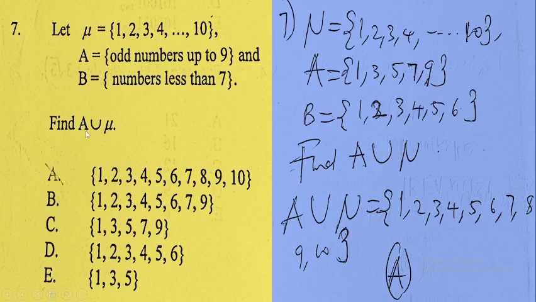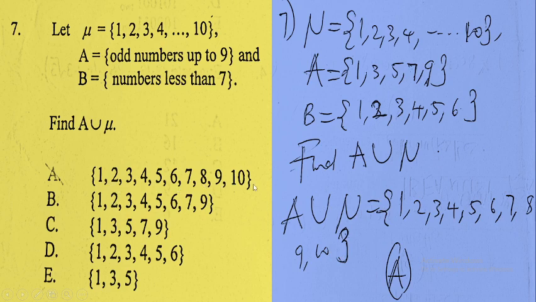So the question says we should find A union universal set. We have to unite the elements we have here with the universal set. Invariably that should give us 1 to 10. So the answer is option A, as you can see.